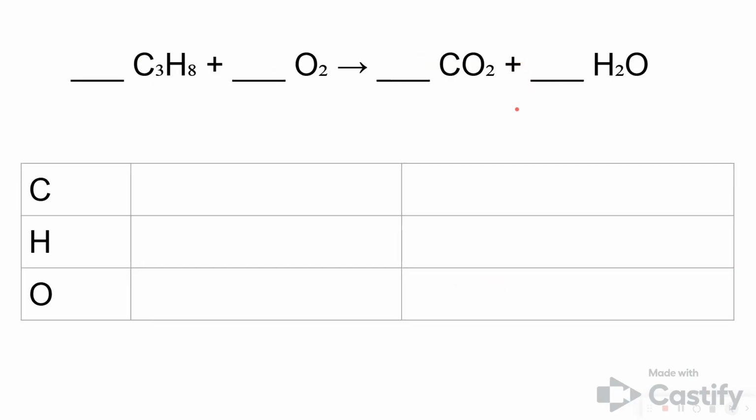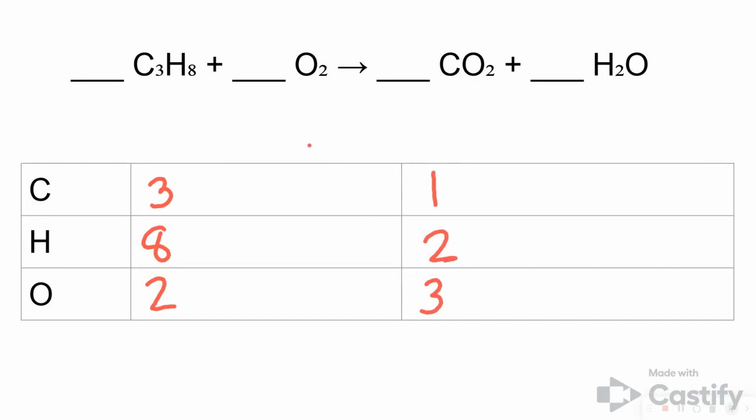Alright, so this will be our last one. Let's start by counting how many of each element we have on the reactant side and how many we have on the product side. So we have 3 carbon, we have 8 hydrogen, and we have 2 oxygen. On the product side, we have 1 carbon, we have 3 oxygen, and 2 hydrogen.